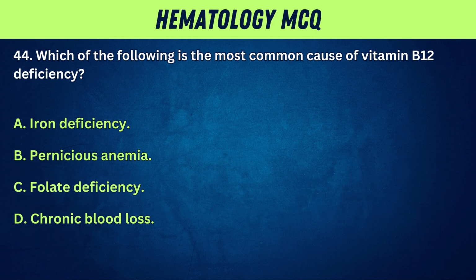44. Which of the following is the most common cause of vitamin B12 deficiency? A. Iron deficiency. B. Pernicious anemia. C. Folate deficiency. D. Chronic blood loss.